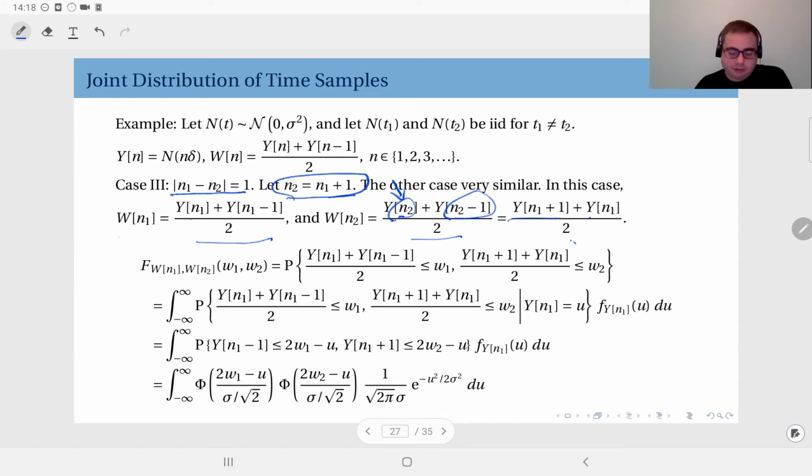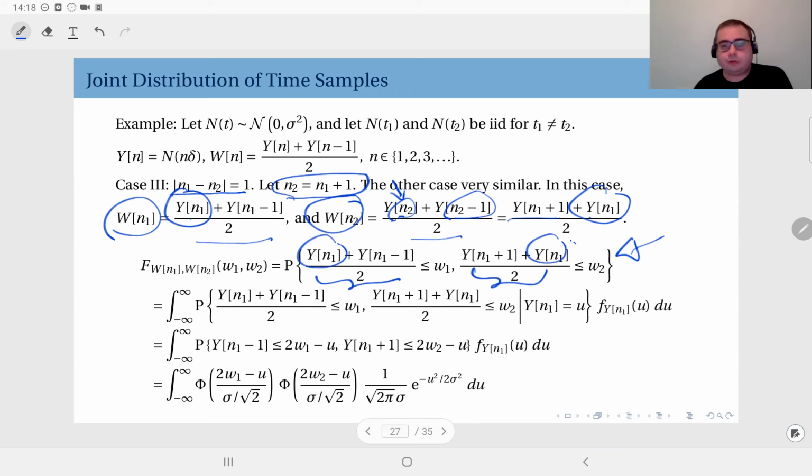Now observe, Wn1 has a term of yn1 in it, and Wn2 has a term of yn1 in it. That means Wn1 and Wn2 are not independent. Okay, this makes matters complicated. So how am I going to write this joint probability? This is Wn1, this is Wn2. But you see they have this common term. What you can do is condition on the common term to get rid of it, right?